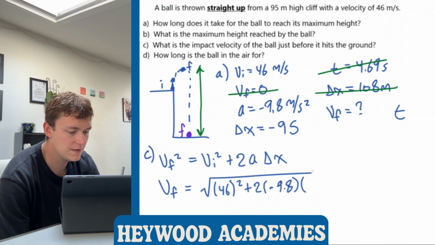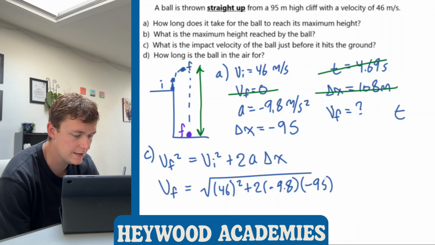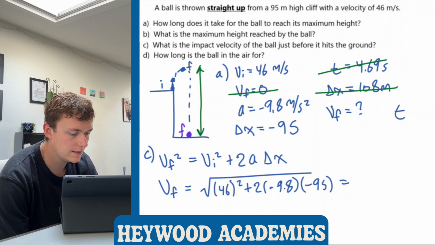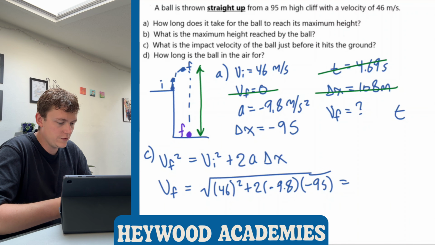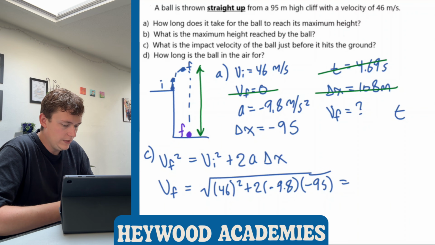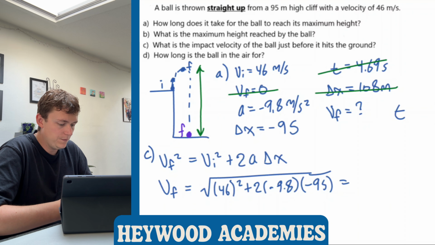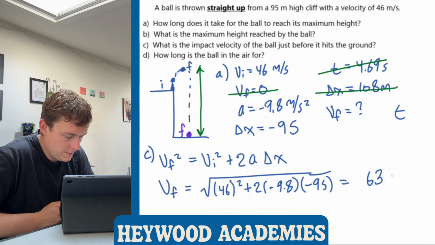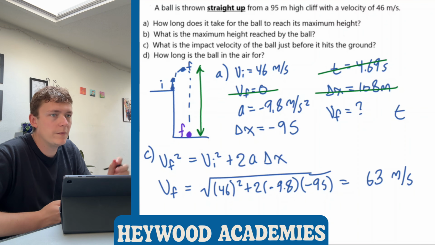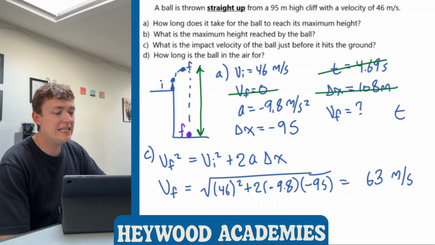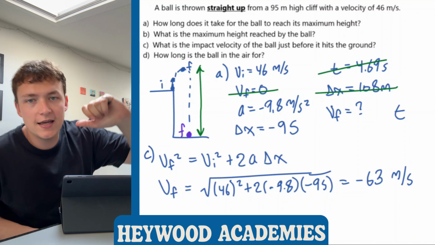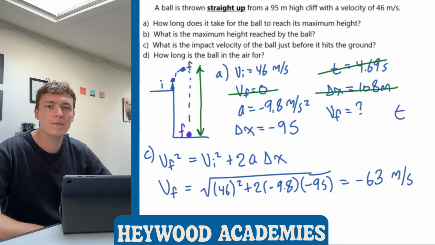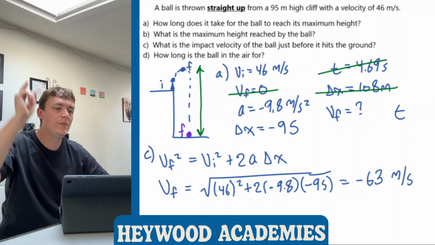For our numbers, negative 9.8 for the acceleration, displacement negative 95. If I plug this in like this, I will get the square root of 46 squared plus 2 times negative 9.8 times negative 95, which gives me 63 meters per second, approximately. The answer key says the answer is negative 63, which makes sense because in this case we're going down at the bottom of the cliff. So positive 63 would be like we're going up, and that's not the case.